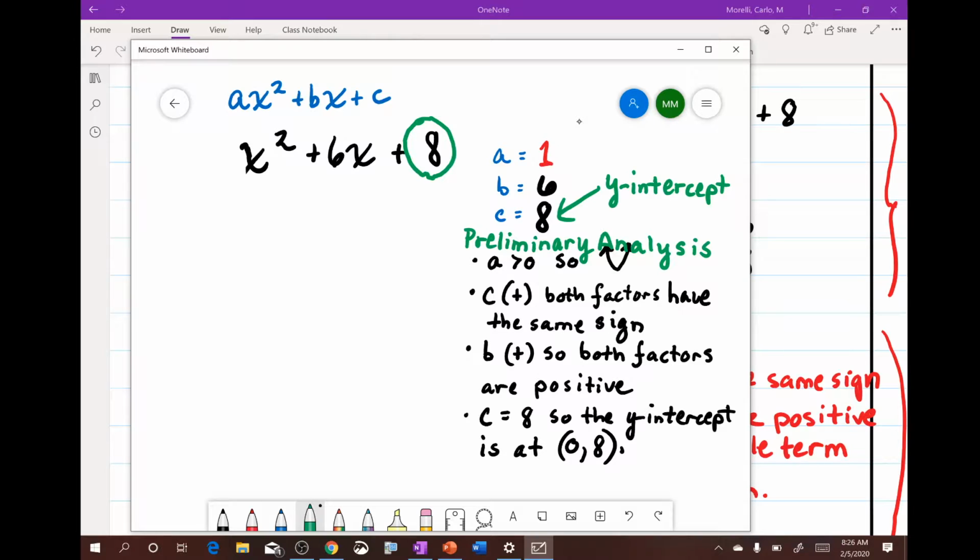Okay, now let's factor it. So we know that both our factors will have the same sign. We know that that sign will be positive. Yes? So here's how we factor this quadratic. Open parentheses, close parentheses, open parentheses, close parentheses. This x here, and here we have another x. Both of the factors are the same sign, and that sign is a plus sign.